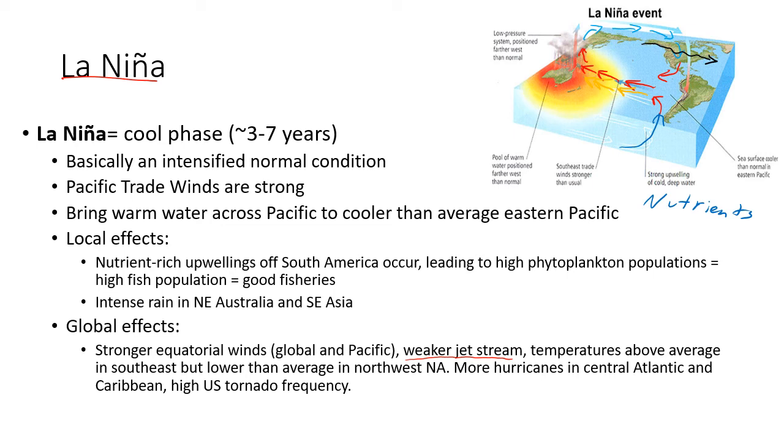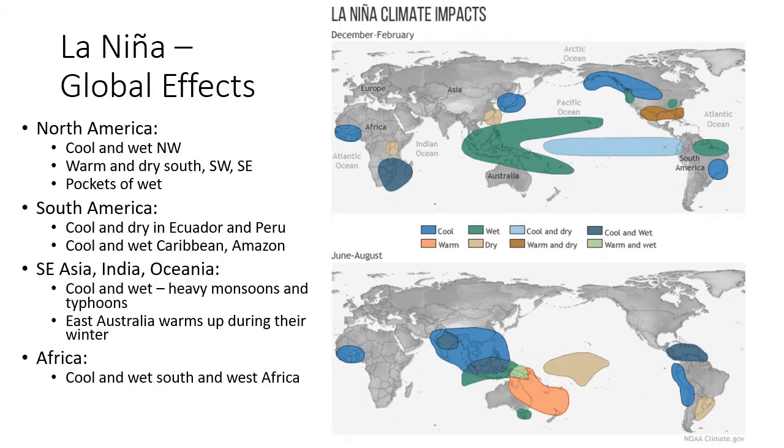So with a weaker jet stream, you're going to have temperatures above average in Southeast Asia and Northeast Australia, but you're also going to have it lower than average in the northwestern United States and temperatures above average in the southeast. Okay, actually all this is on the next slide, so let me just move over to the next slide.